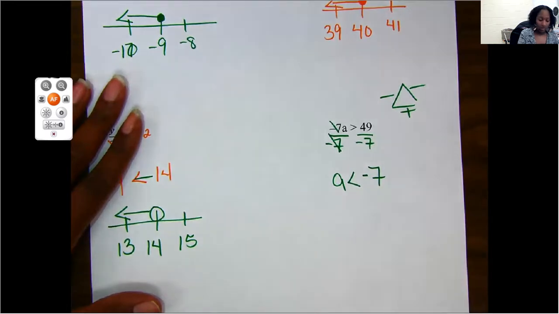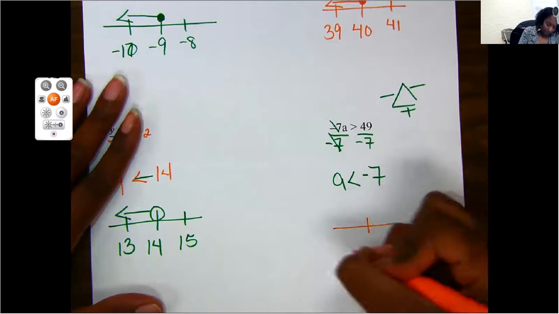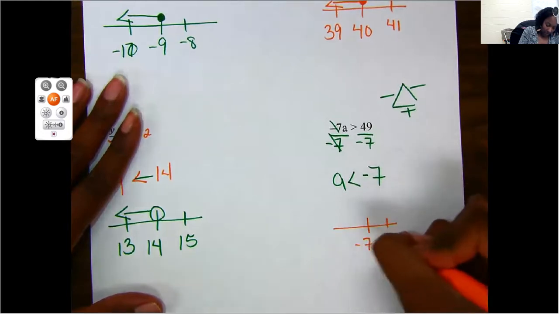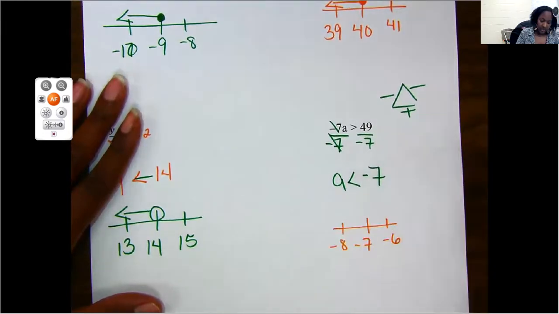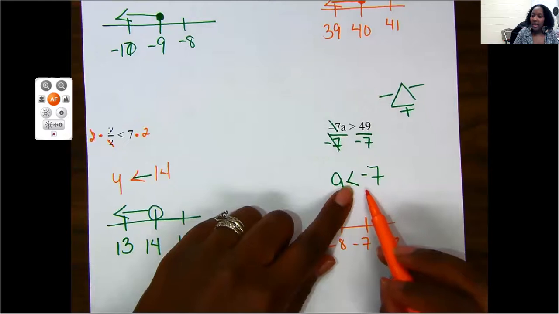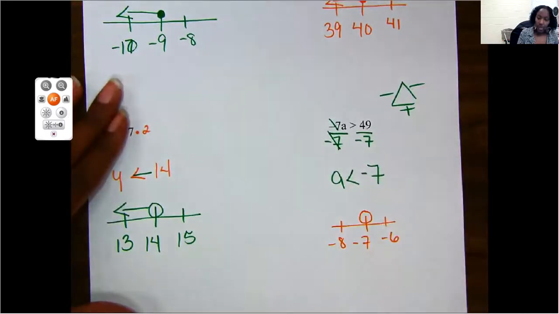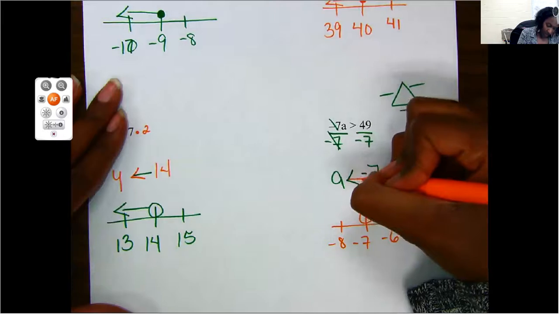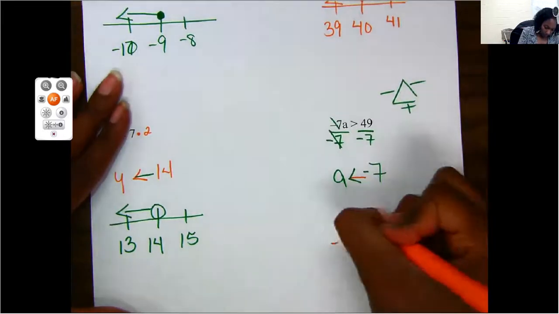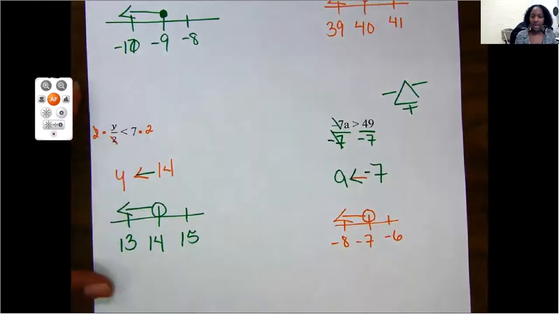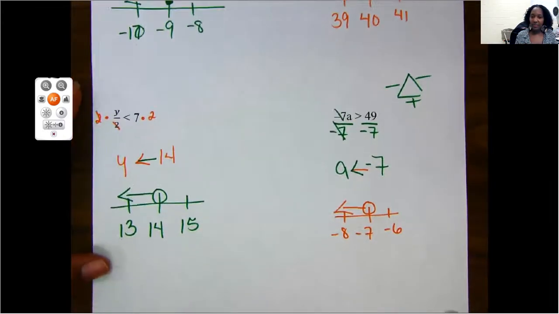Okay, and then of course we're going to graph it. Negative 7, negative 6, negative 8. My inequality symbol does not have the bar underneath it, so that means I have an open circle. And then if I draw my line down the middle here goes my arrow, and then my arrow's facing the way it needs to face.